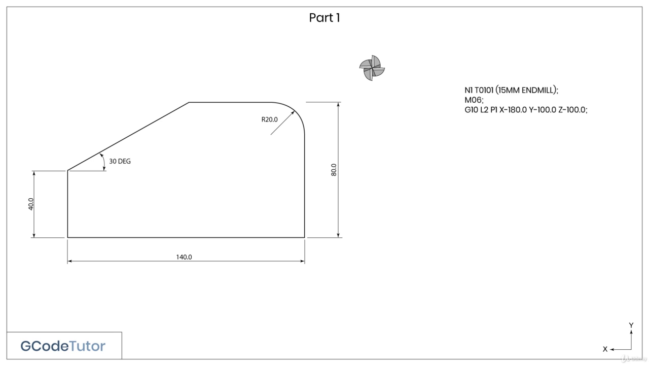The dimensions on X, Y and Z on this line tell the machine the distance from the machine datum to our work shift datum.